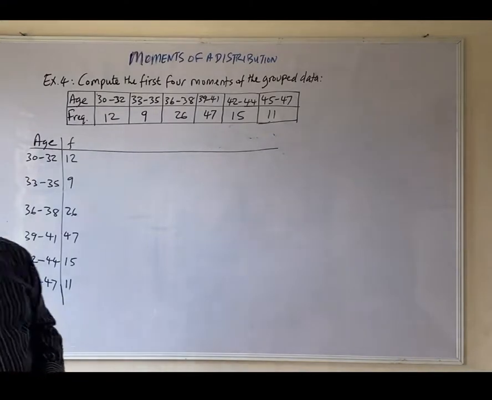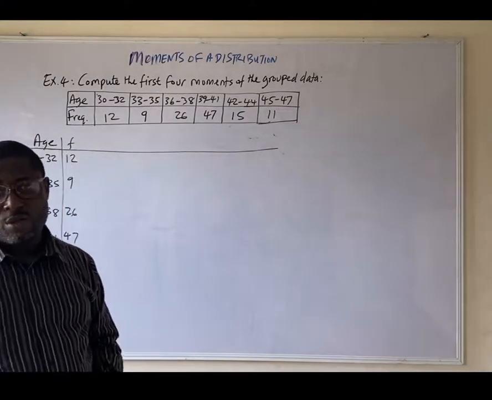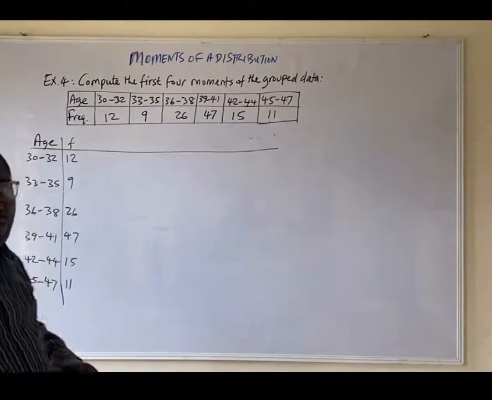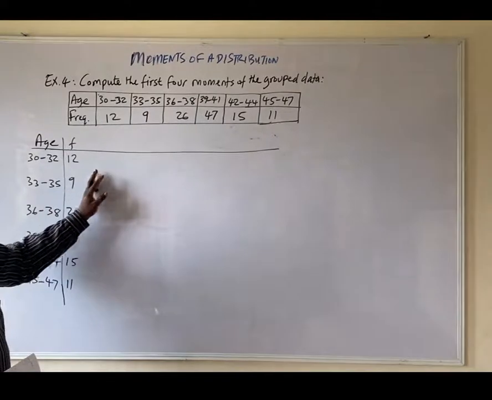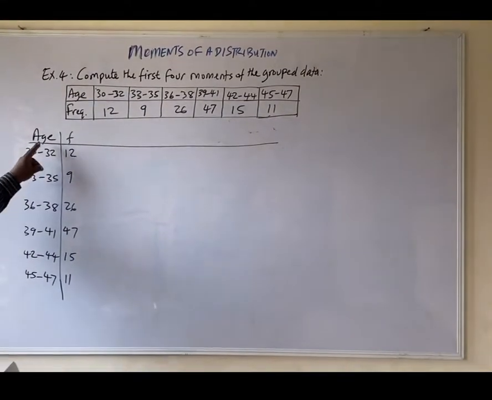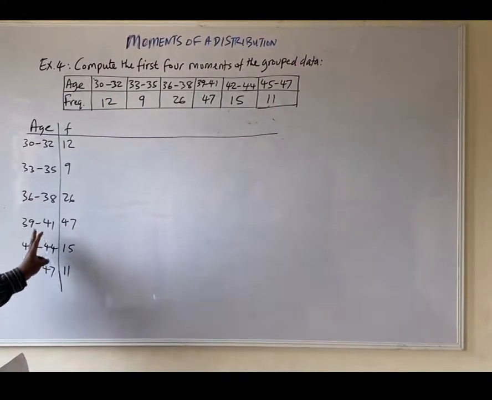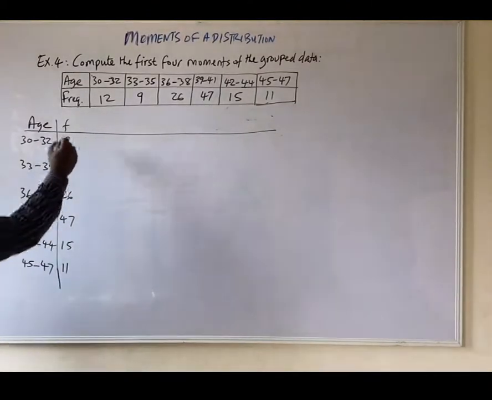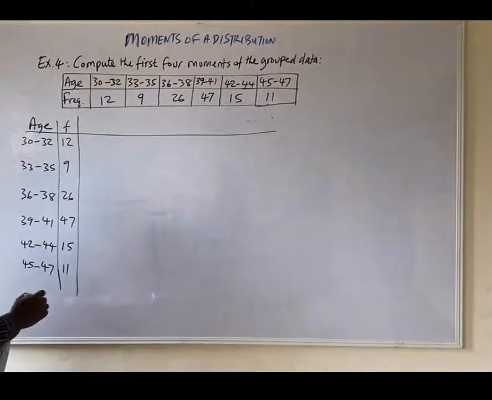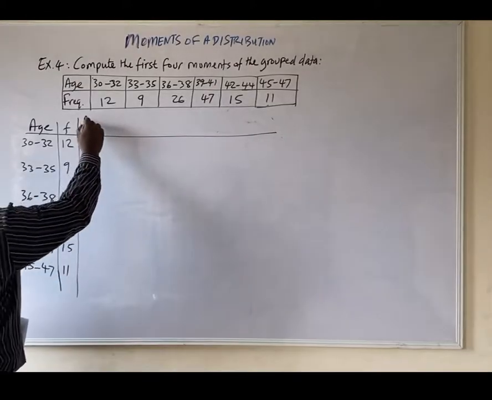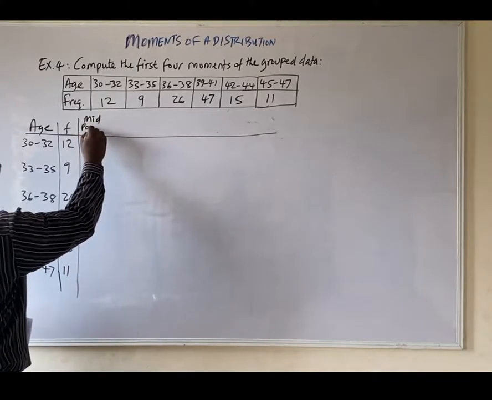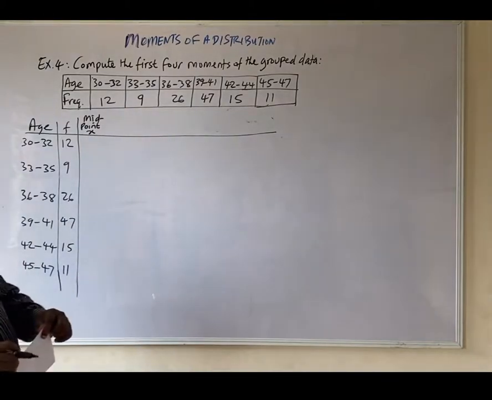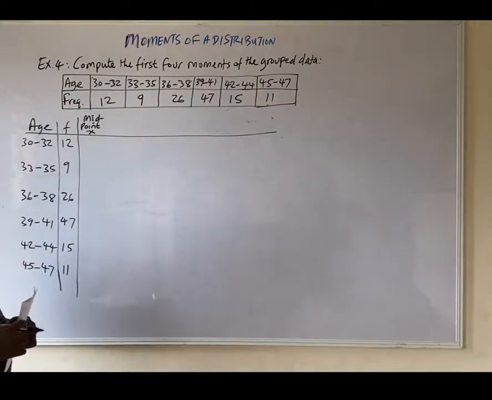You know, the first step is to calculate the mean of the distribution. But to calculate the mean of the distribution, we cannot use the group data as given. We have to find the midpoint of the group. So the midpoint of the group will represent the value of x. So here we're going to write midpoint, which is x, the midpoint or the class mark for the group.